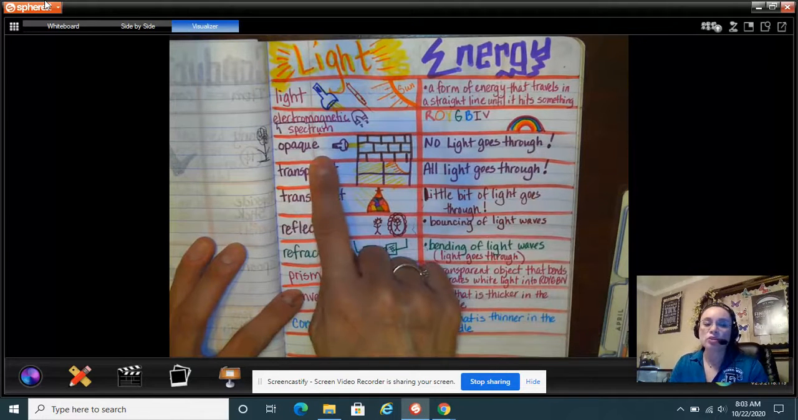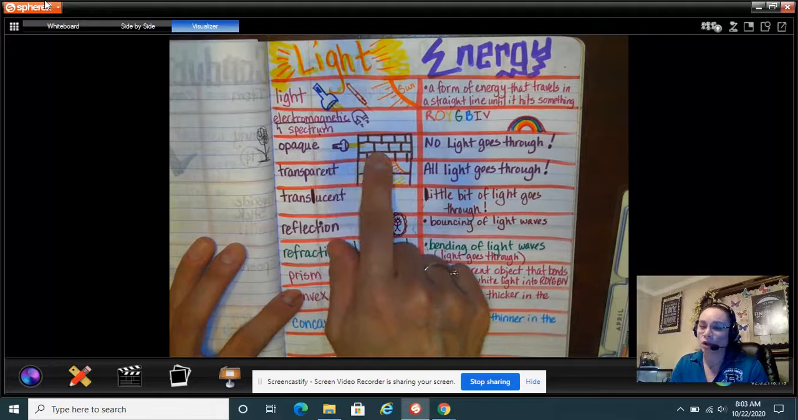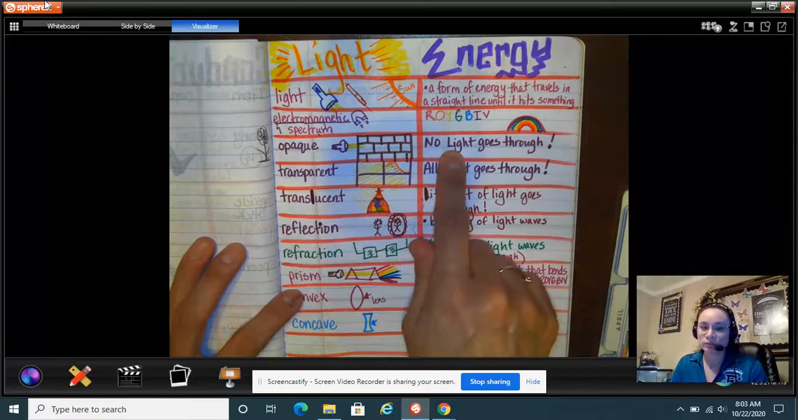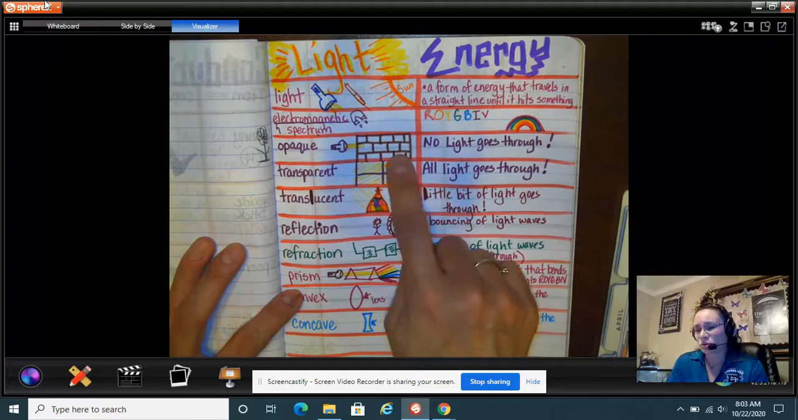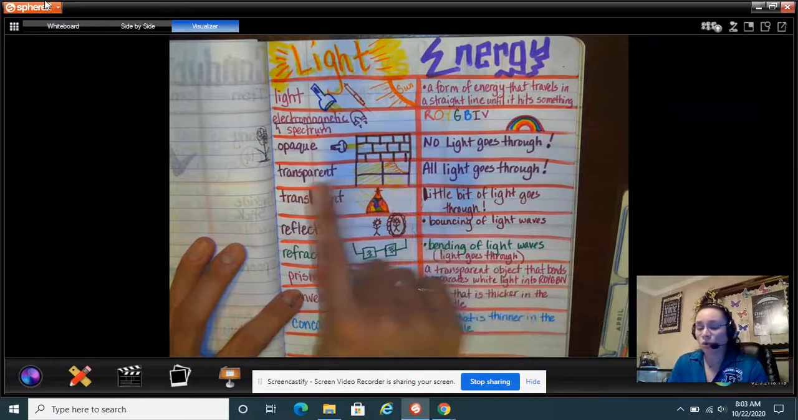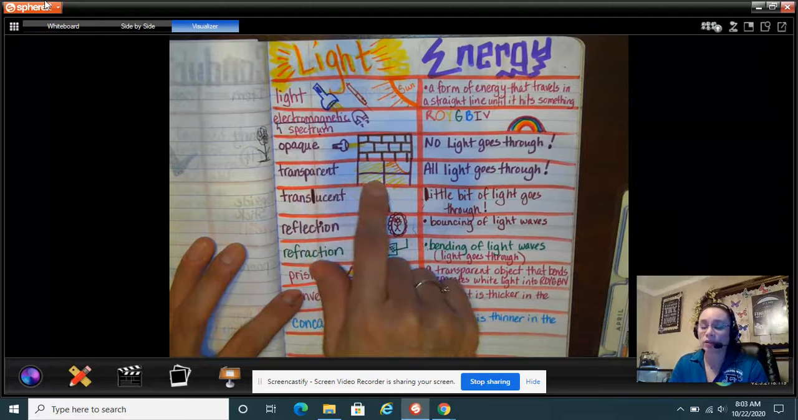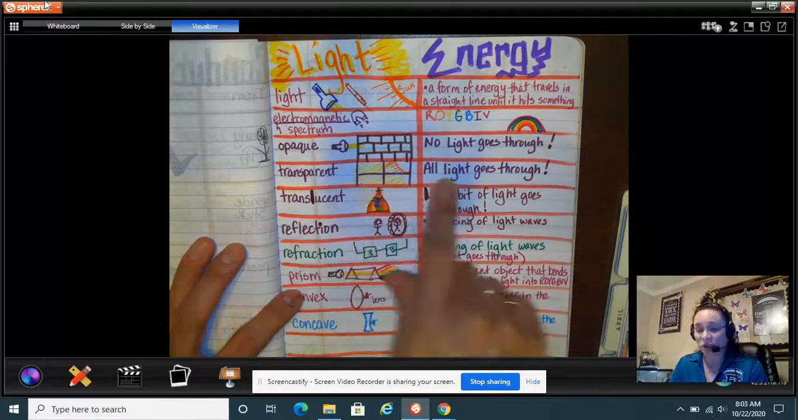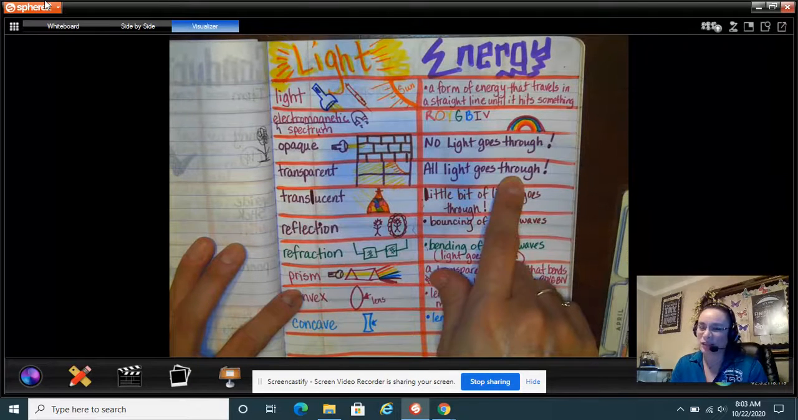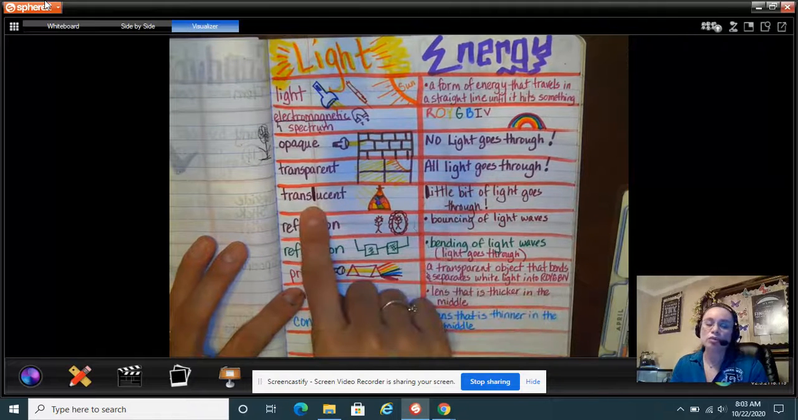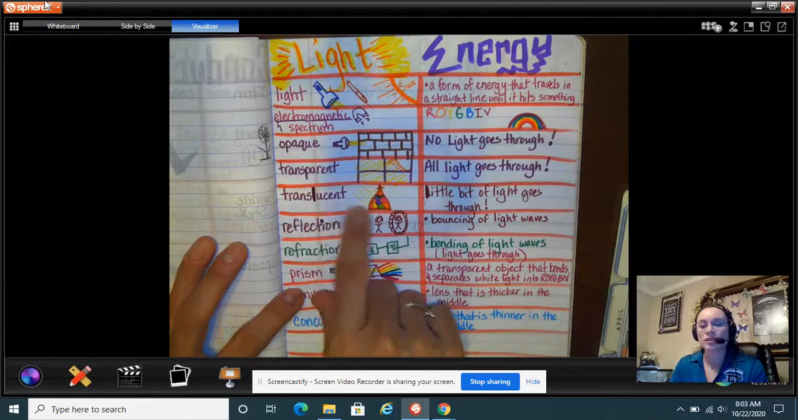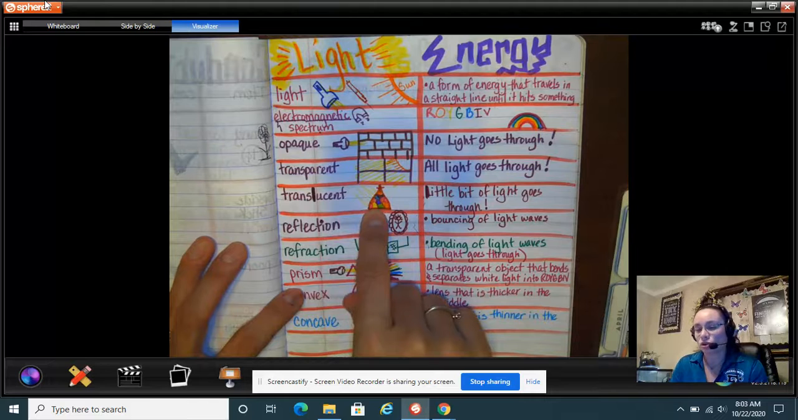If light travels in a straight line and it hits like a brick wall, no light goes through. Okay, so the brick wall is going to absorb that light. Or if the light travels in a straight line and it hits something transparent like your window, all the light goes through. And that's when your room gets a little hot and you have to put the curtains to cover the sunlight. Okay. But what if light travels in a straight line and it goes through like a stained glass window, like at a church?